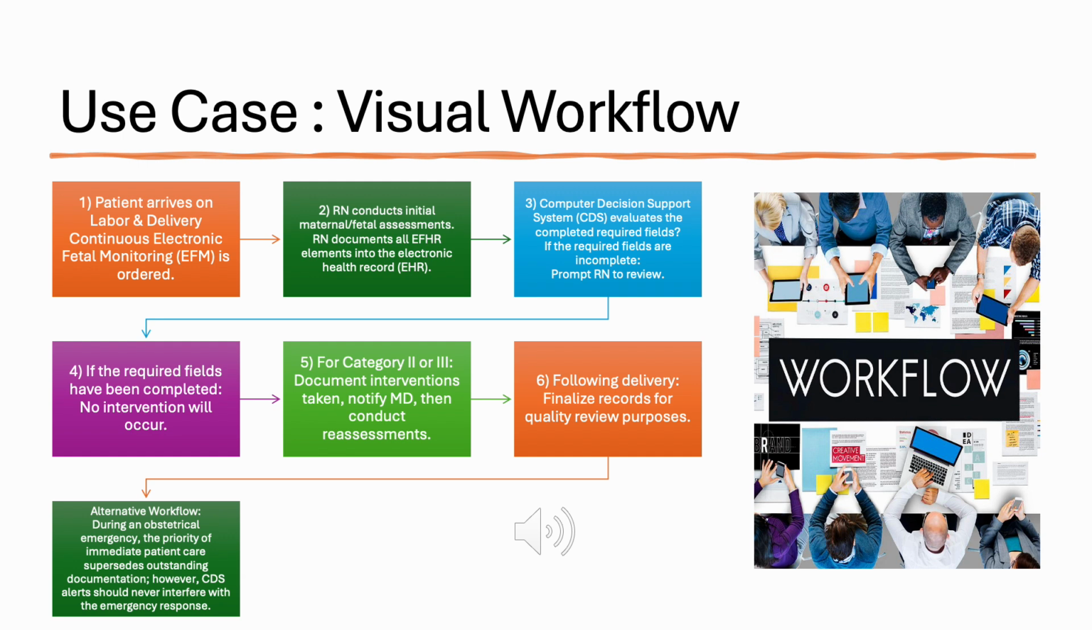4, if the required fields have not been completed, no interventions will be necessary. Or 5, categorizing the tracing as category 2 or category 3, documenting the interventions and notifying the provider as promptly as possible, and conducting reassessments. 6, following delivery, finalize records for quality review purposes.